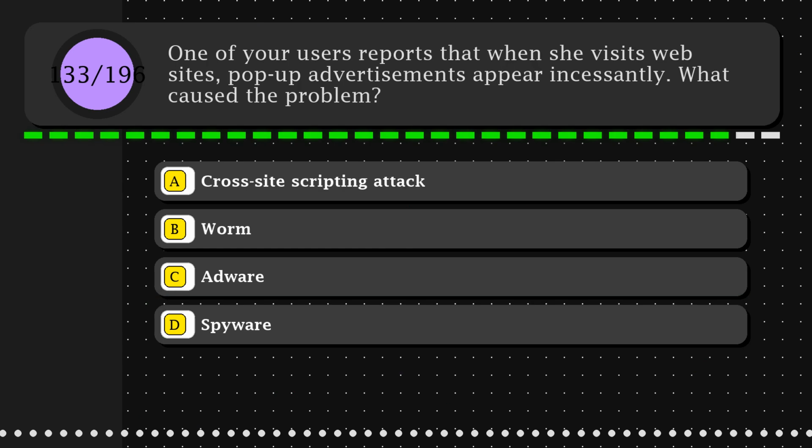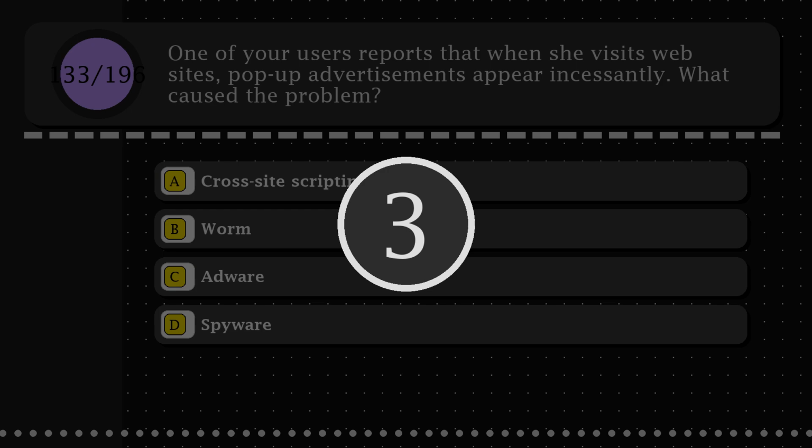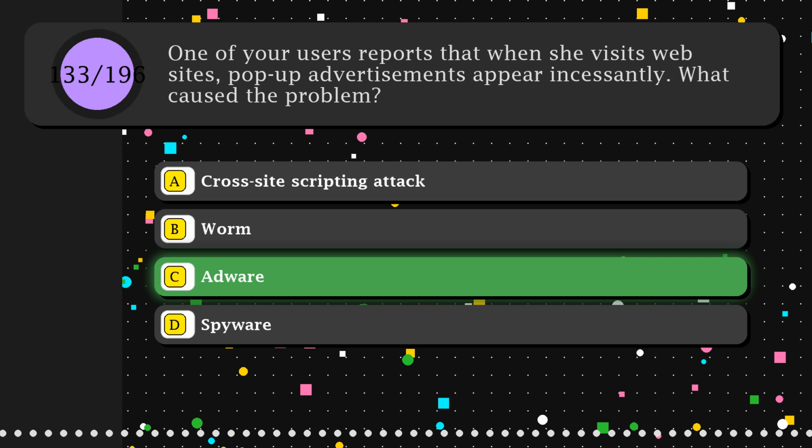Question 133. One of your users reports that when she visits websites, pop-up advertisements appear incessantly. What caused the problem? Option A, a cross-site scripting attack. Option B, worm. Option C, adware. Option D, spyware. The correct answer is option C, adware.